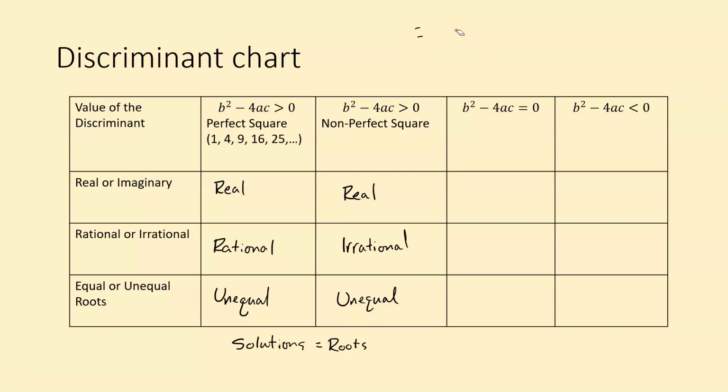So let's look at the third column here. This time the discriminant is equal to 0. So that would be real and rational. And this time we'd have equal roots.